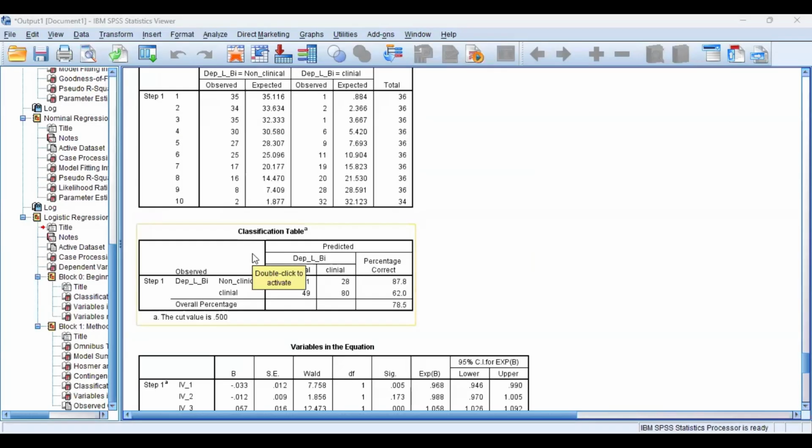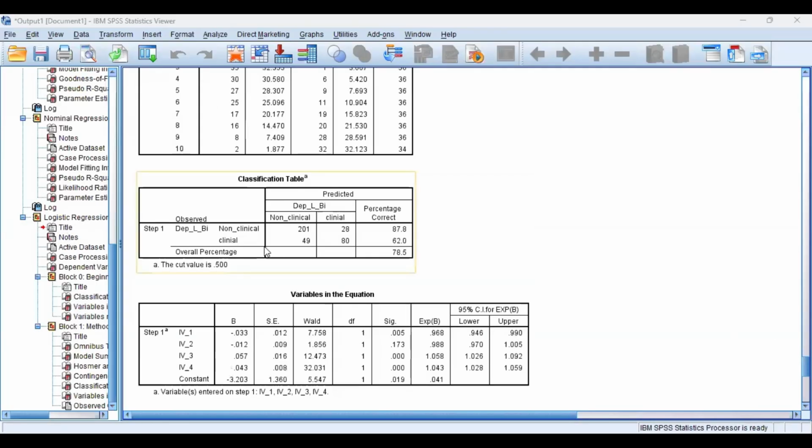This table is called the classification table in our output, but in some other software and output views, it might be named with other names that I will explain in other videos. So that was all you needed to know about binary logistic regression.